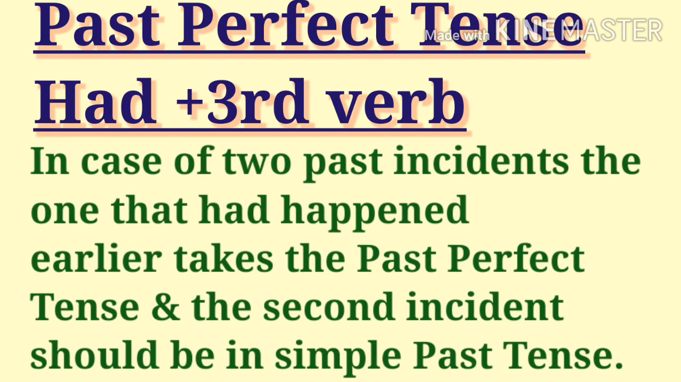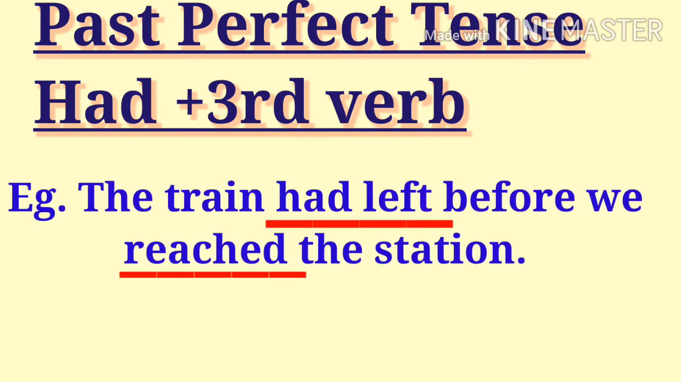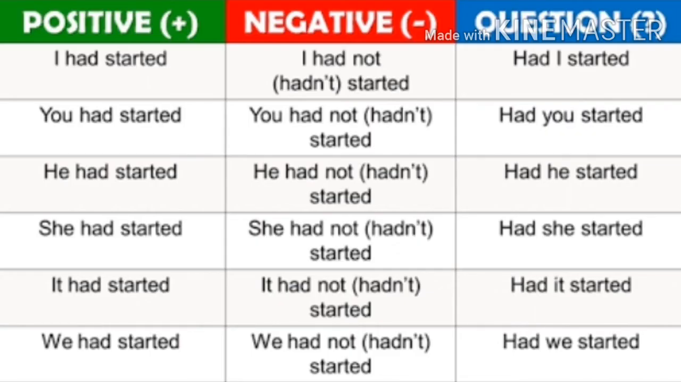Important note, please write down in your notebook: if there are two past incidents, the one that happened earlier takes the past perfect tense and the second incident should be in simple past. For example, the train had left before we reached the station. Now here, the leaving of the train happened earlier than our reaching the station. See more examples on your screen to understand it.